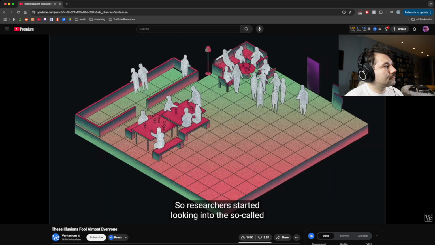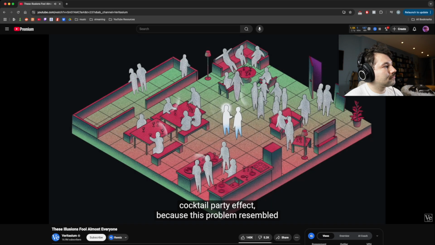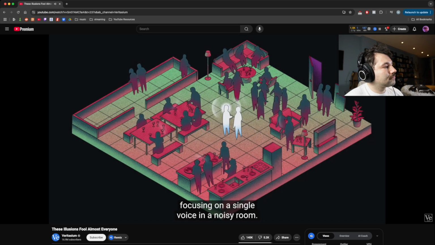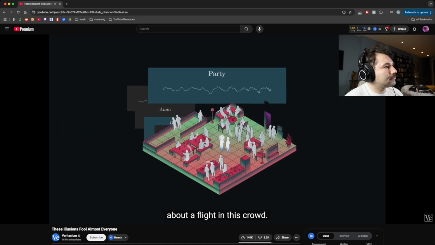So researchers started looking into the so-called cocktail party effect, because this problem resembled focusing on a single voice in a noisy room. In this recording, try to find the voice talking about a flight in this crowd.